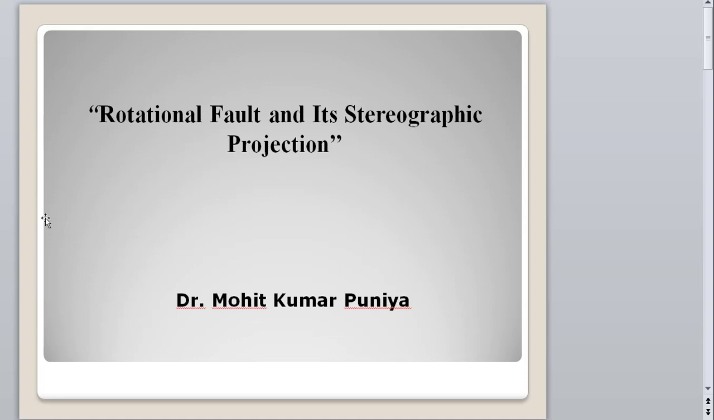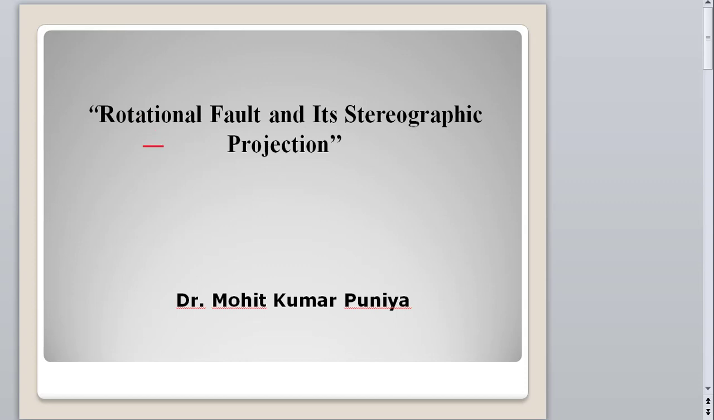Today we will discuss the rotational fault and its stereographic projection. Basically, a rotational fault is a combination, or a mixture, of different types of faults: normal fault, reverse fault, and sometimes, if the extension of the rotational fault is very long, strike slip components may also be present there.